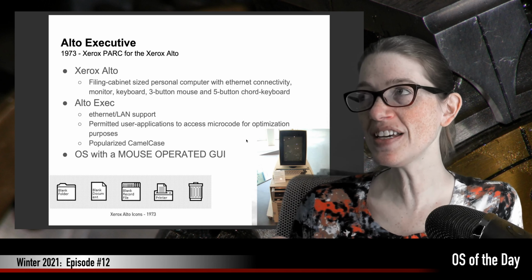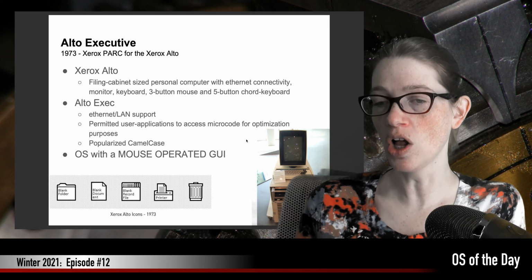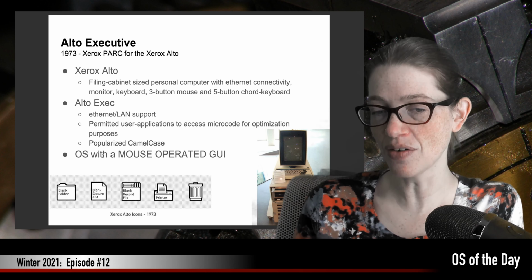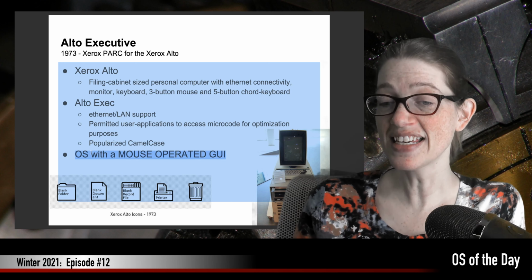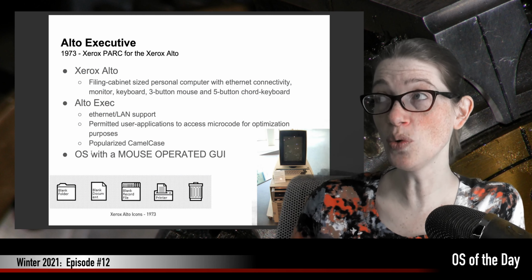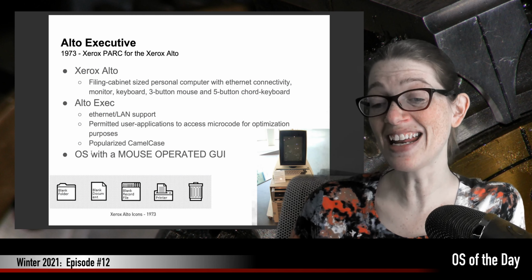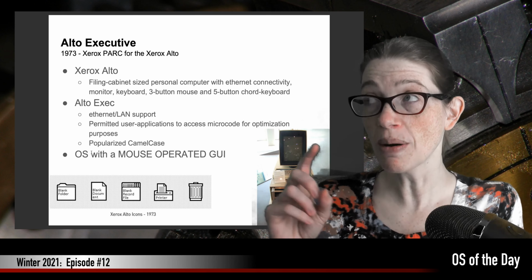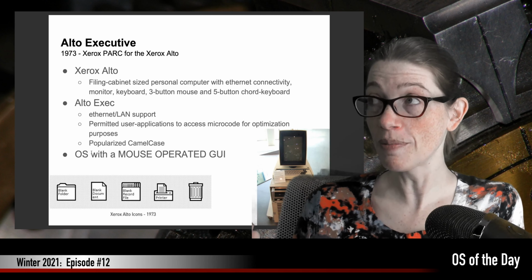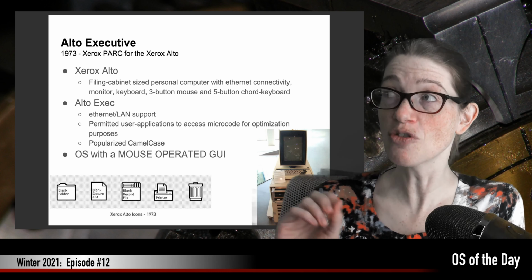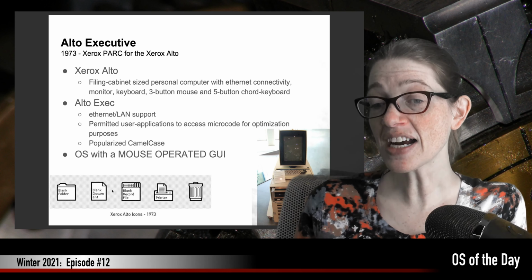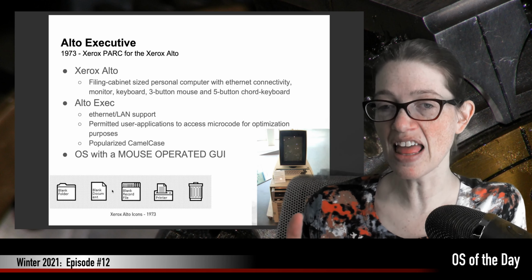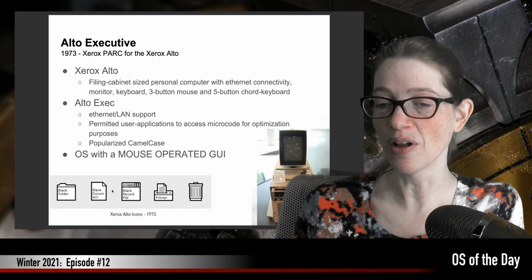But there's a few things that were really notable about Alto Executive. And you can see we have it down here at the bottom of the slide in really big uppercase letters. It says it had a mouse-operated GUI. It means that it actually had a desktop environment where you double-clicked on things in order to open programs, and you could drag and drop and navigate things with the 3-button mouse. And that's actually the really big thing that Alto Executive brought to the table.